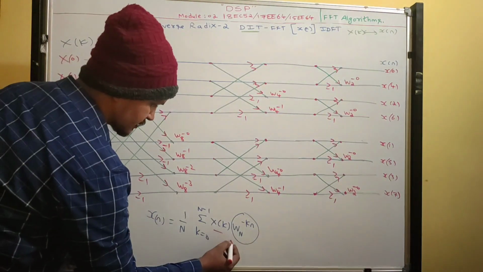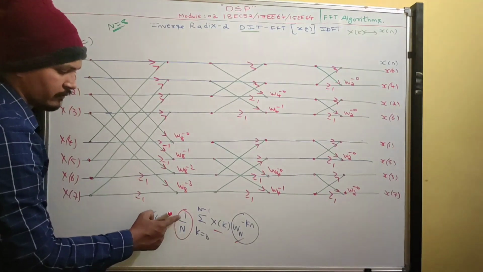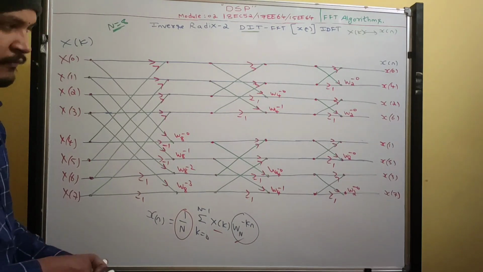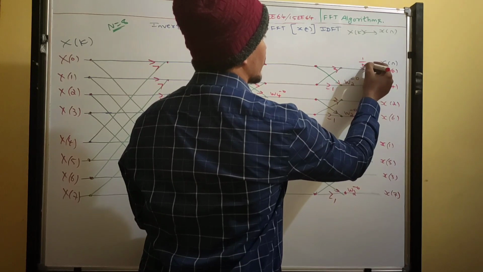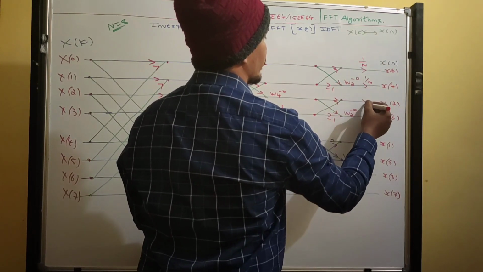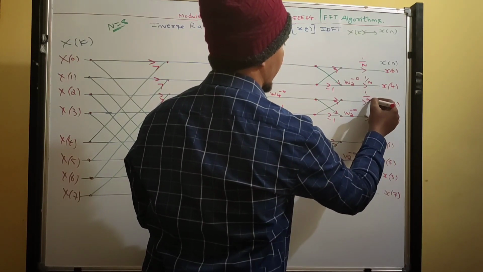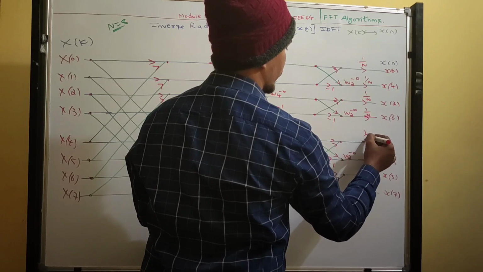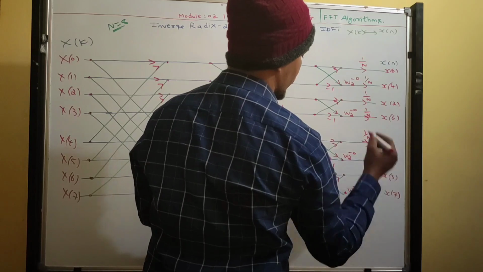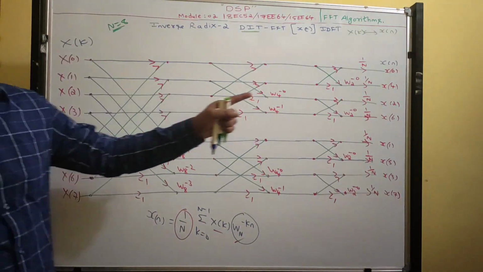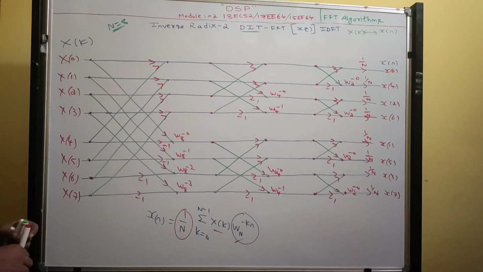Then we return x of k and omega n. Then I forgot this one: this 1 by n factor you should write in each and every line. 1 by n, 1 by n, in every line. If it is an 8 point IFFT, you should write 1 by 8, 1 by 8, 1 by 8. Okay guys, got it? I hope you understood.